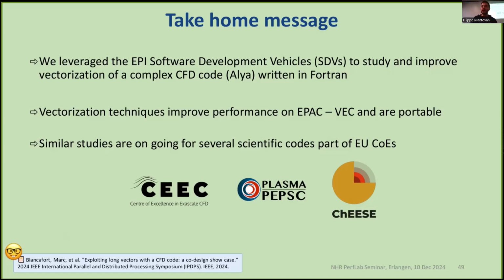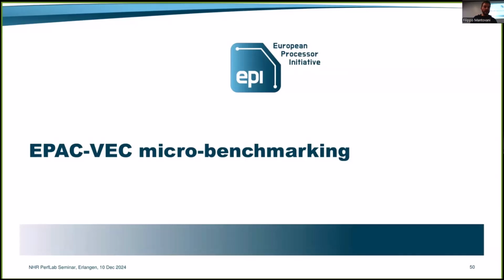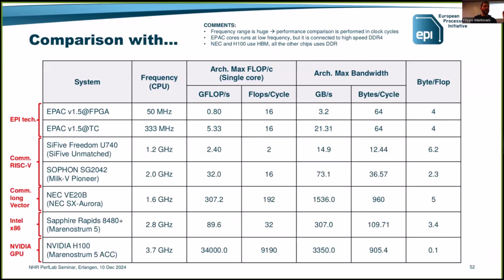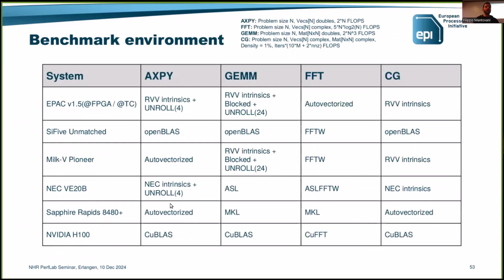Now, I just have 15 minutes, and I have one section dedicated to micro benchmarking. I just jumped to 3 slides that are 3 plots, because we did a comparison between the EPAC VEC and some RISC-V commercial platform, and some Intel x86 Sapphire Rapids and NVIDIA GPU H100. So, very state of the art. We took 4 kernels, AXPY, GEMM, so matrix multiplication, FFT, and the conjugate gradient.